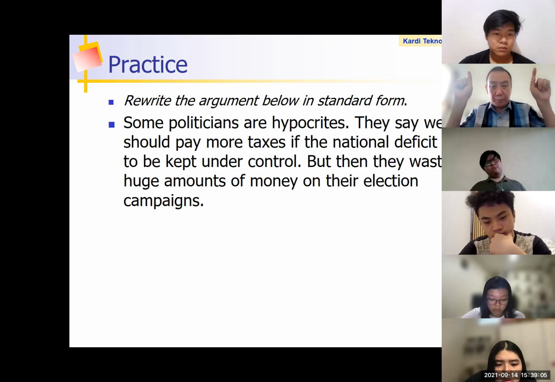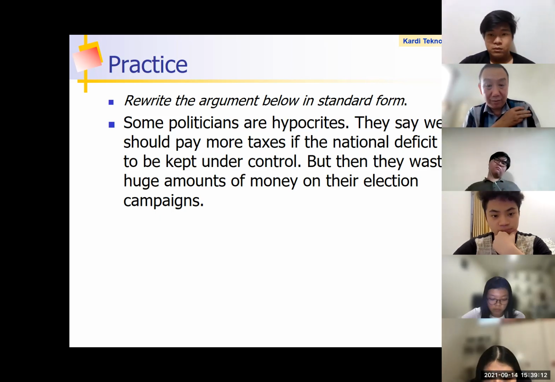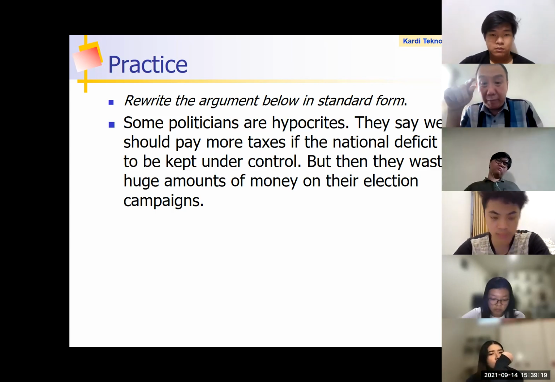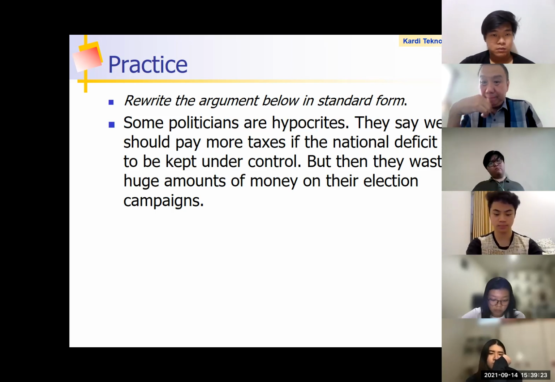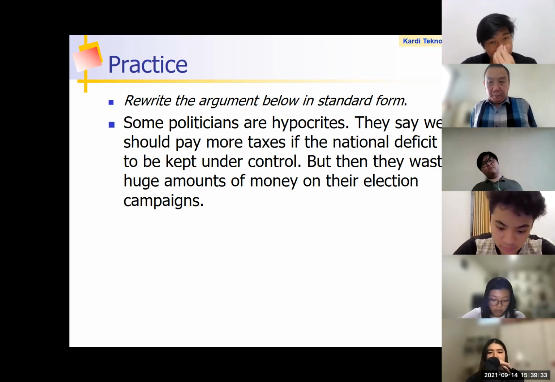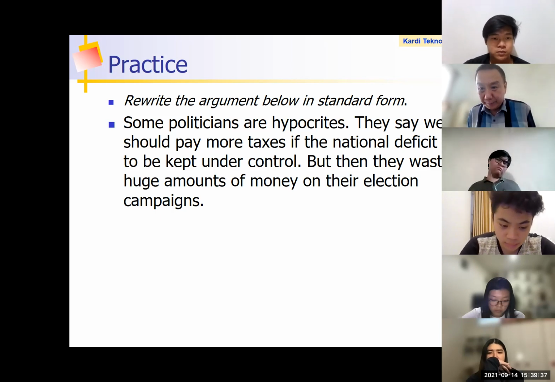Okay, what you will do, you will put bracket. Yeah? You copy and paste this from your slide, put it in the notepad, right? And then you put bracket and put number. So once you're done, you share your screen.